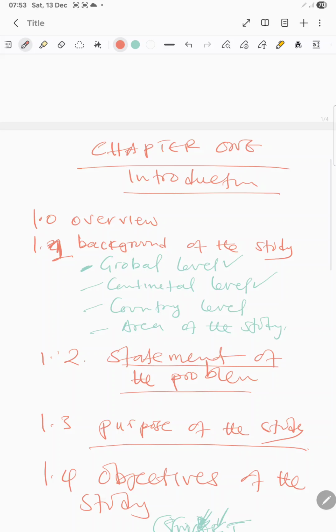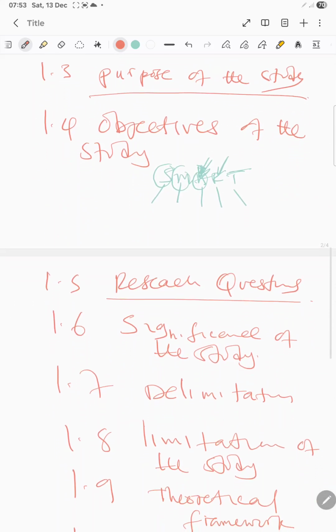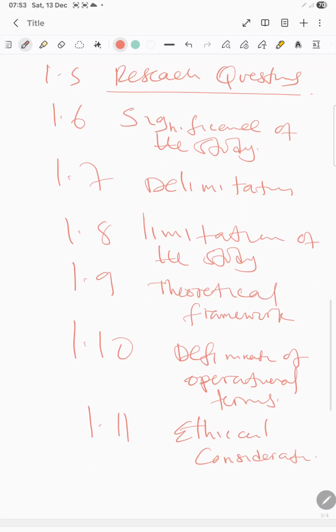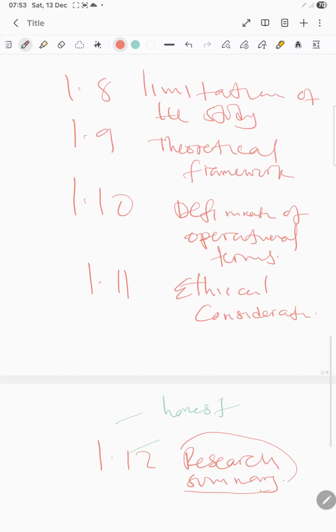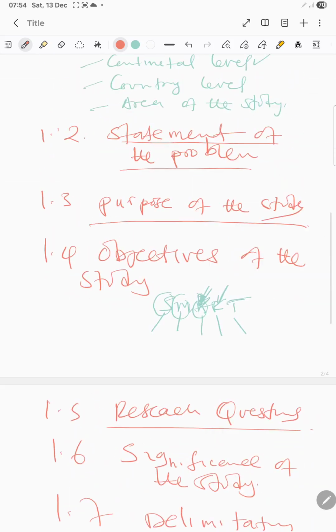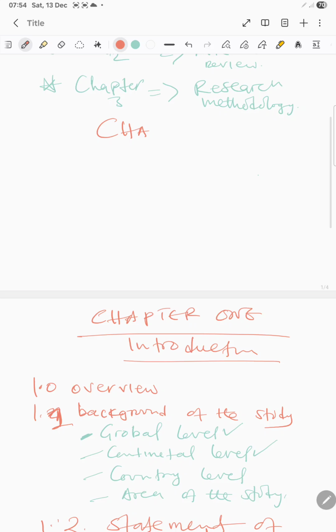For instance, you say chapter 1 has talked about the overview, the background of the study, the statement of the problem, the purpose of the study, objectives of the study, research questions, significance of the study, the limitations of the study, theoretical frameworks, ethical considerations, and so on and so forth. That is how you basically write the research summary. So what we've discussed here is chapter 1 of any research proposal.